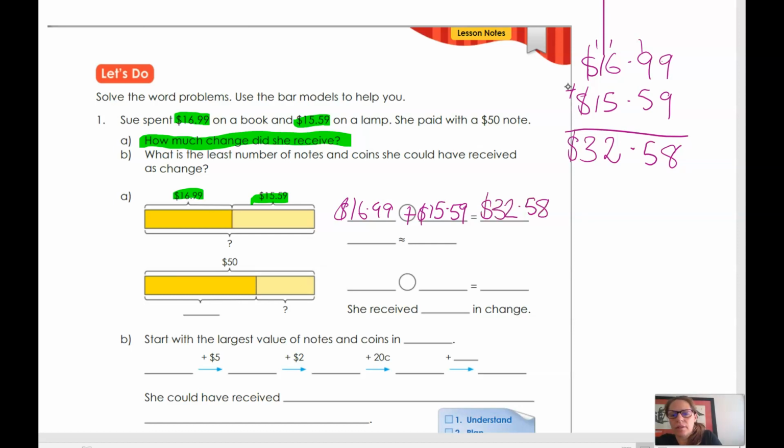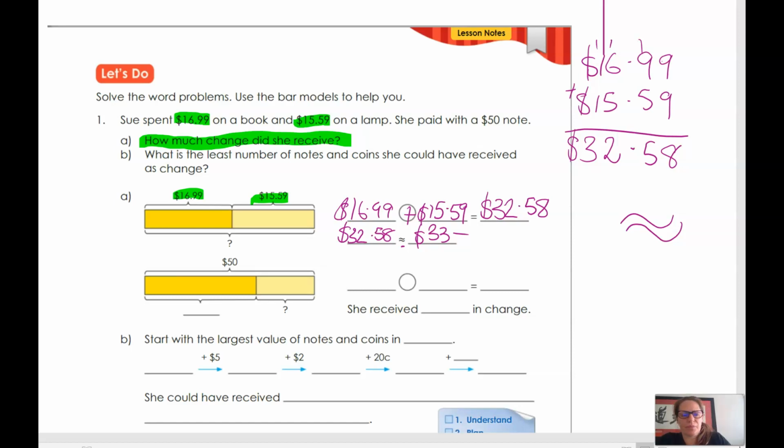Do you guys remember what that symbol means? Okay, what does this symbol mean? I'm going to write down the answer. $33, which is approximately $33. I don't know why we want approximately 33.